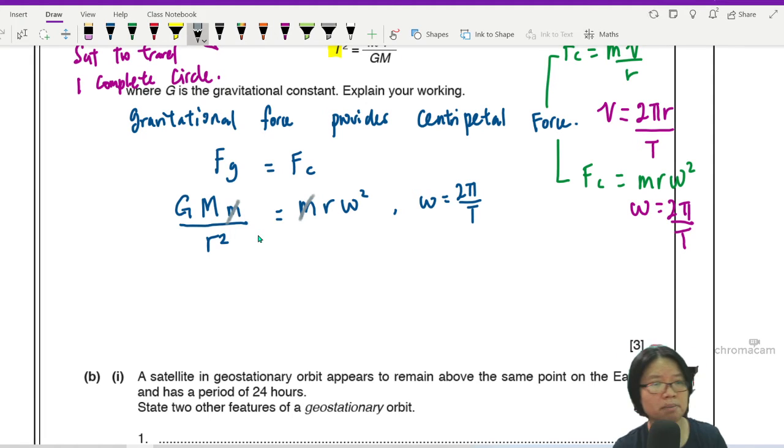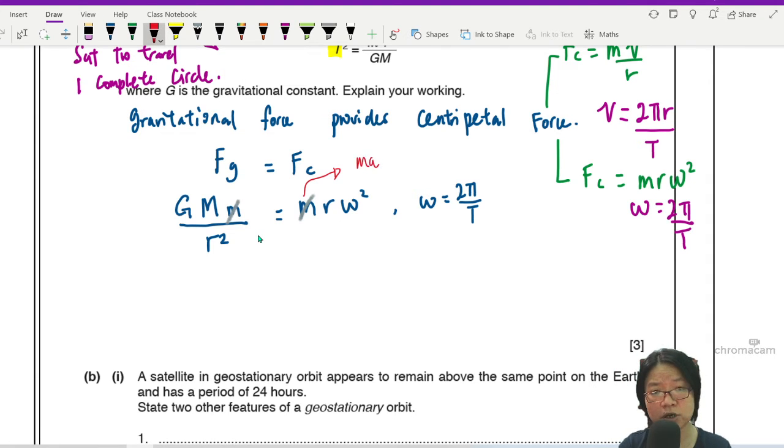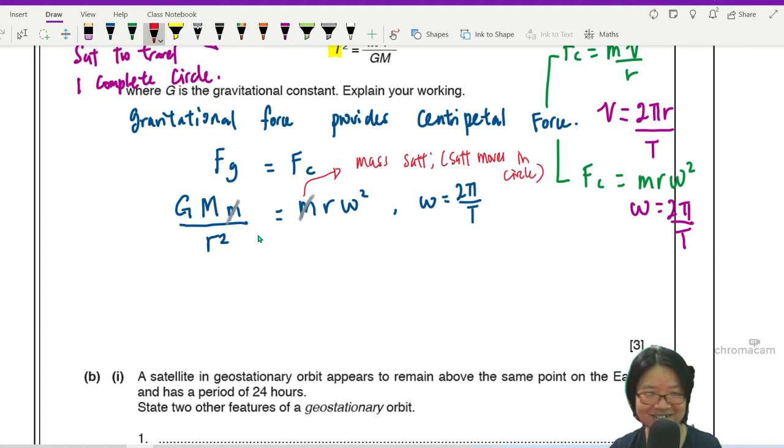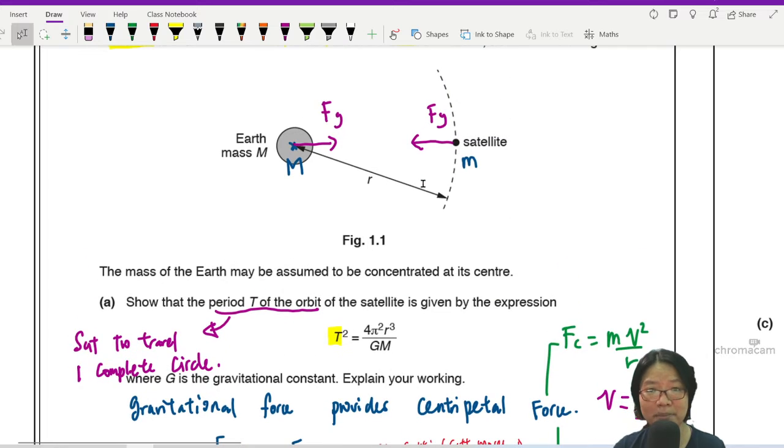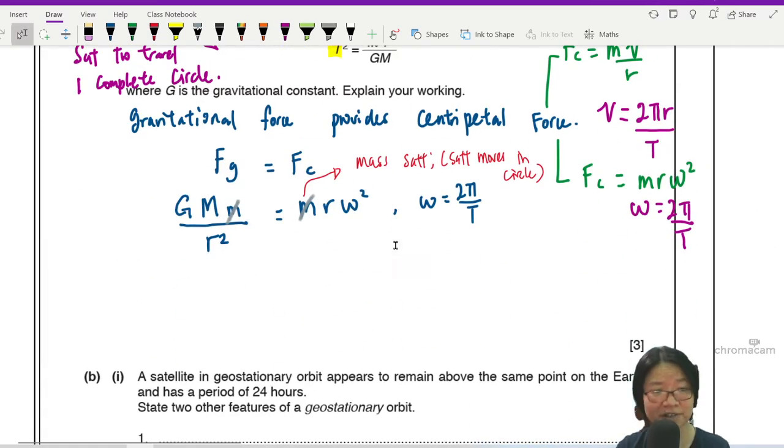Miss, how do you know this m is the mass of the satellite? Well, this m is the mass of the satellite because the satellite moves in a circle. If it's not moving in a circular orbit, then we won't have this question to begin with, right? So we take the mass of the object that is moving in a circle. This gravitational force is equal to the centripetal force of the satellite. That's why we use the mass of the satellite.